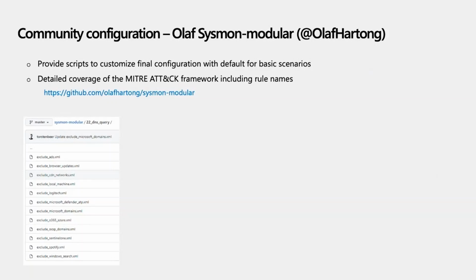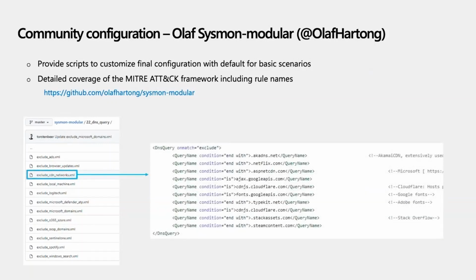And if you look at the GitHub repo for that configuration, you can see all the files, and each one basically has a special include or exclude for different reasons. So if you look at the CDN network file for DNS query, it has a list of all the CDN query names that you want to exclude and the reasons why you would like to exclude them, which is very useful in an environment where you're going to see a lot of DNS queries and there's a lot you might not care about.